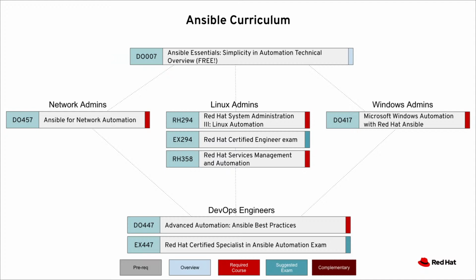And then all of that bundles into what we would call our DevOps Engineer course, or our Advanced Ansible course. And that course is really a split between best practices as well as getting you exposure and working with Ansible Tower. So, really depending on what you are automating, if you're a network administrator, that path is from the DO457 course into our DO447 course, straight down the middle for Linux administrators, and obviously Windows admins will start there on the right and go down to that Ansible Tower course.